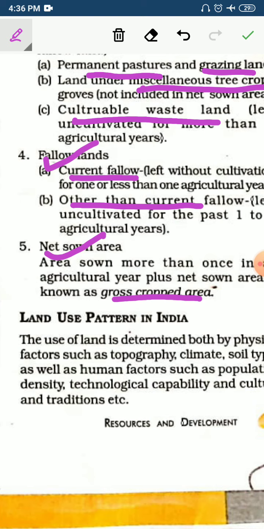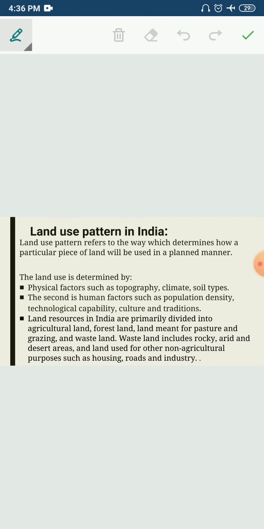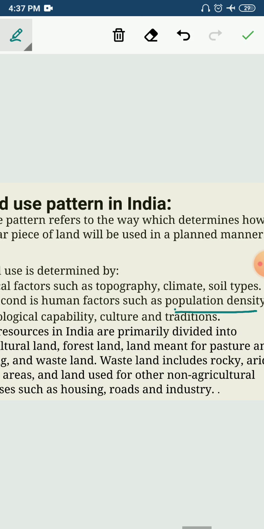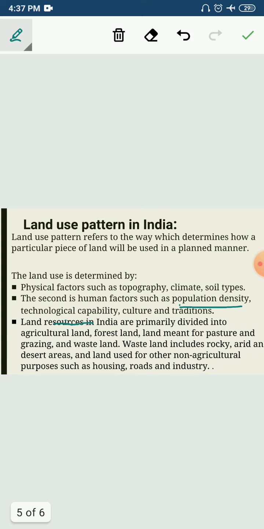So now let's begin with the next topic, that is land use pattern in India. Before starting, let's first understand what is land use pattern. So land use pattern refers to the way which determines how a particular piece of land will be used in a planned manner. The land use is determined by, first, physical factors such as topography, climate, soil types, etc. The second is human factors such as population density, technological capability, culture and traditions.